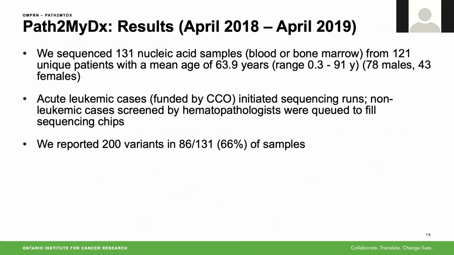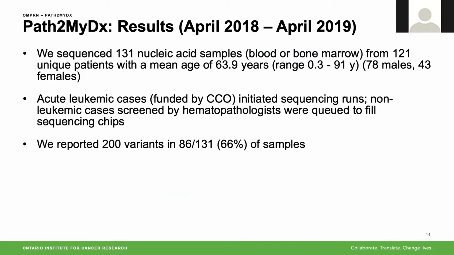So I'll talk to you now, just hot off the press, about in the 1 year of time where we captured 131 samples from 121 patients, which span the age range that you see there. The catch is that initially when it rolled out, Cancer Care Ontario funded just the acute leukemia cases. We don't get enough acute leukemia cases in Kingston, and so we leveraged these funds to sequence other cases, non-leukemia cases like MDS, to fill the sequencing run.